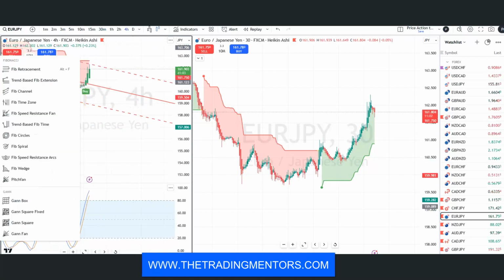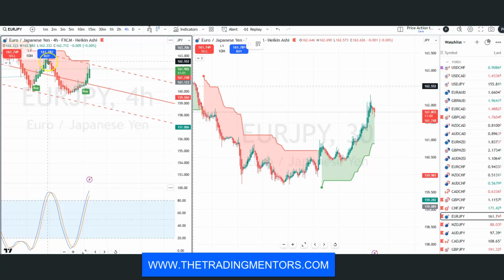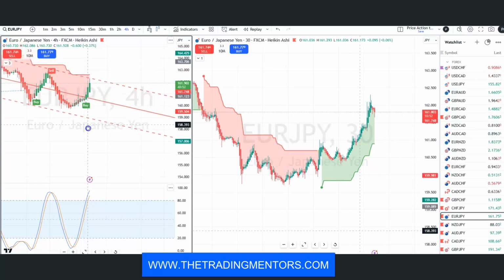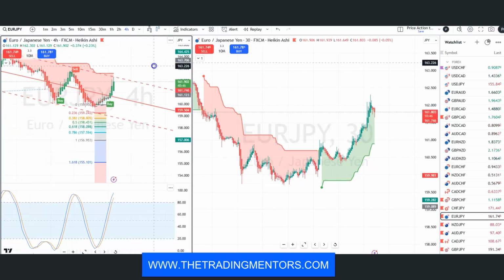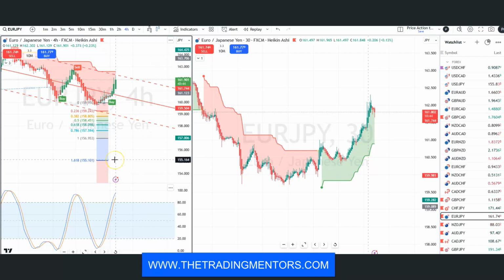So we just grab the fib extension. That was the move. Let's do that again. Grab the fib extension, drag it down to the bottom, and that will give you your extended 155.10. So that is a big one. 158 is a big number.